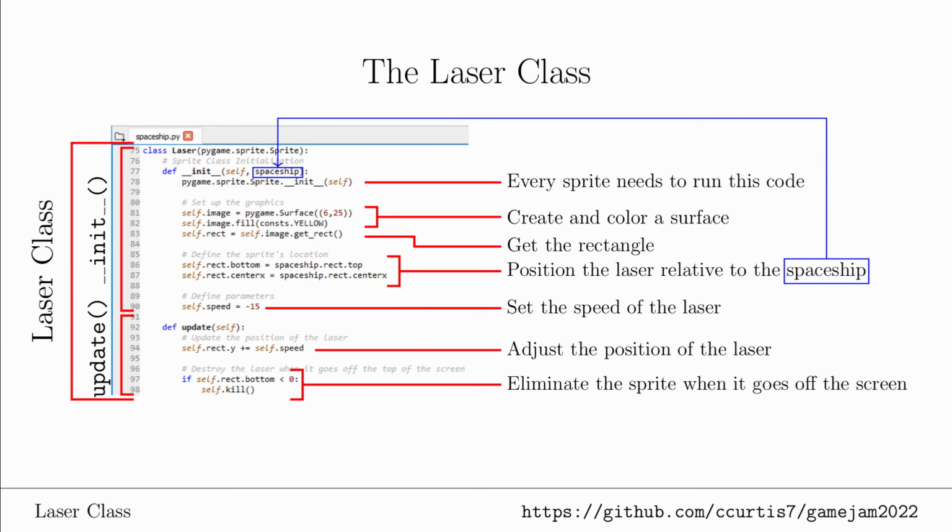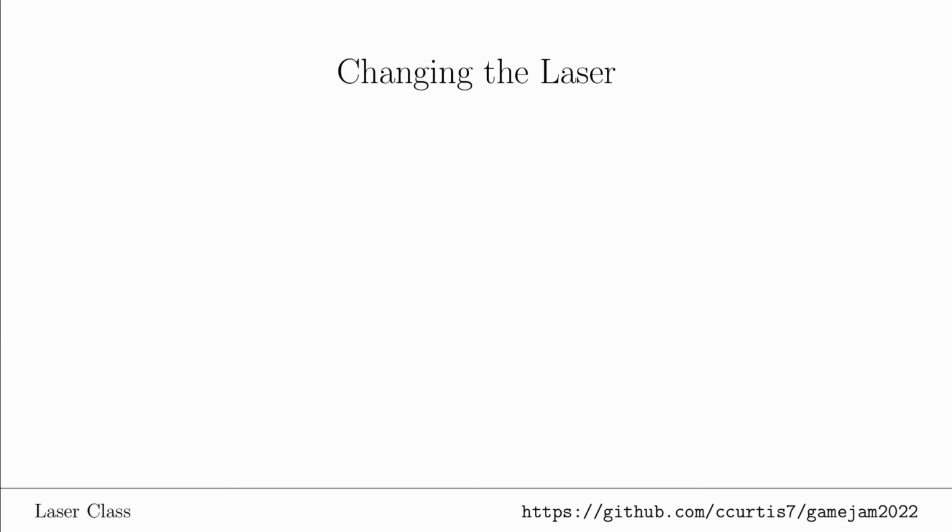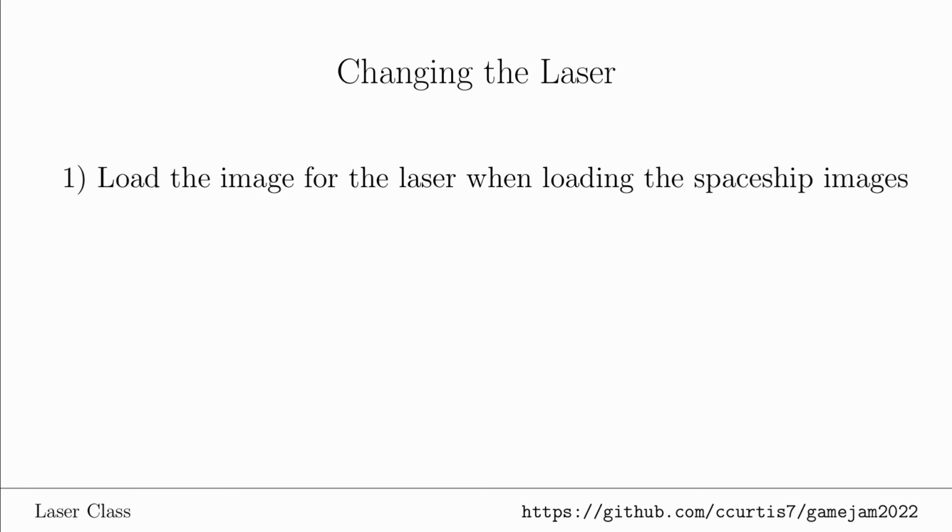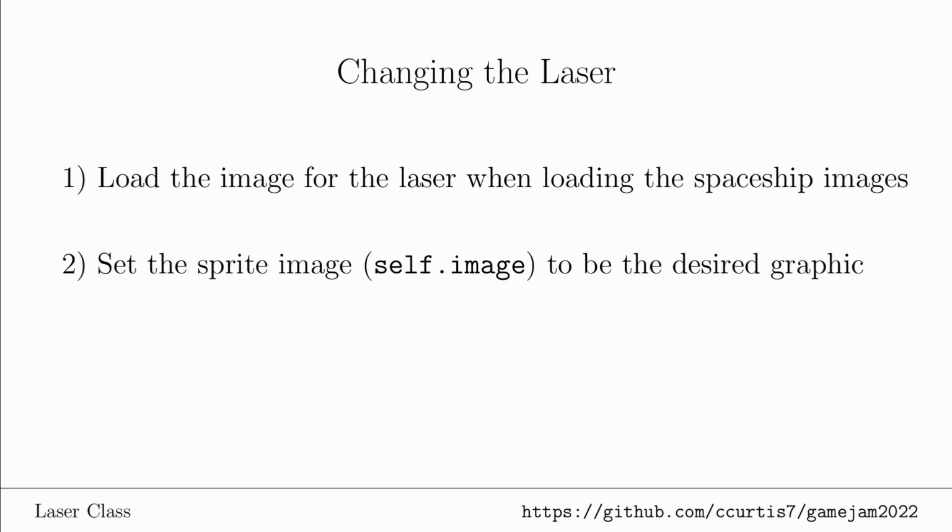And when we put this all together, we have our laser. If you wanted to change the laser from a solid color into an image, you could do that. You would first load the image into memory at the same time you load the spaceship image, and then you would just use the image as your surface. Now that we have our lasers, we need to start making things to shoot at. And the next couple videos will go through that process.